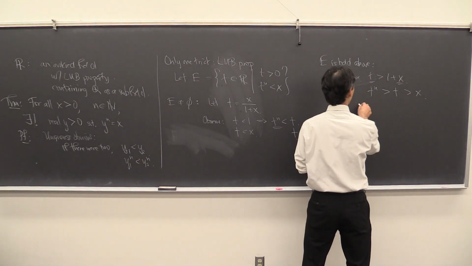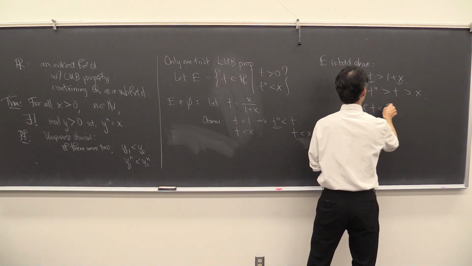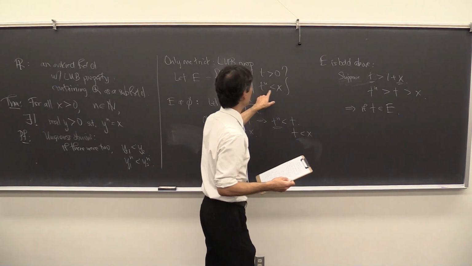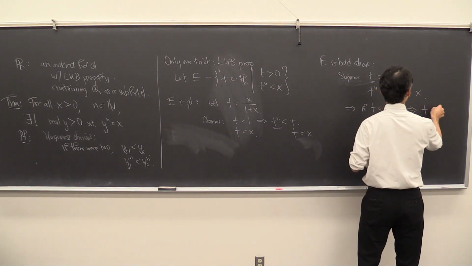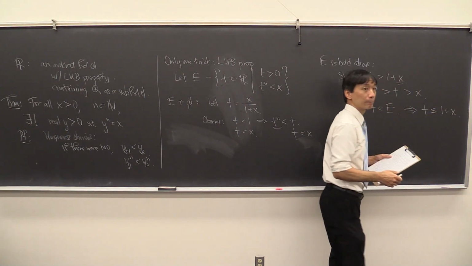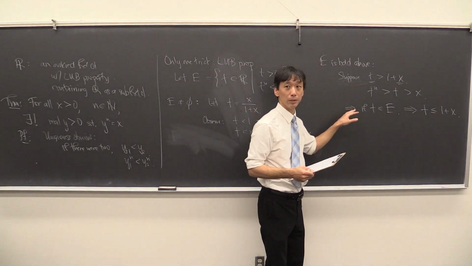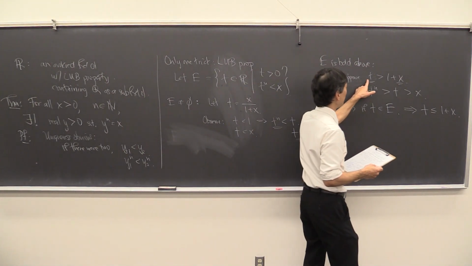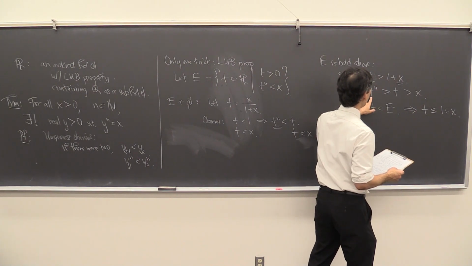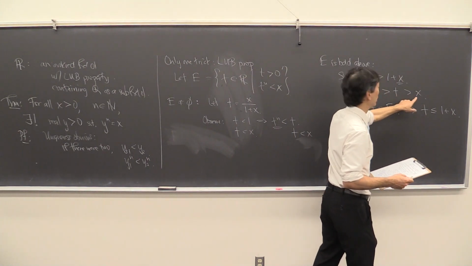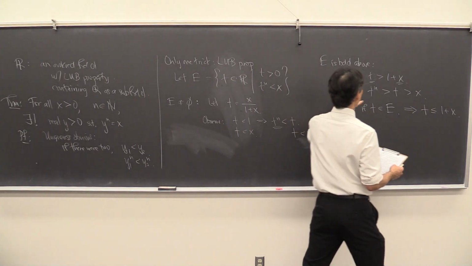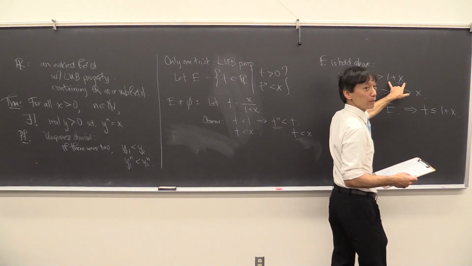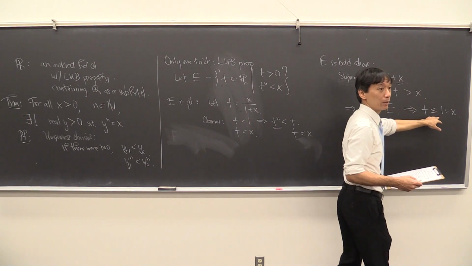So what does that tell you? If t is in E, then t to the n is smaller than x, so that means that t must be less than or equal to 1 plus x. Is that logically clear? If t were bigger than 1 plus x, then t to the n would be bigger than x. But if t is in E, then t to the n is less than x, so t cannot be bigger than 1 plus x. t must be smaller than or equal to 1 plus x.